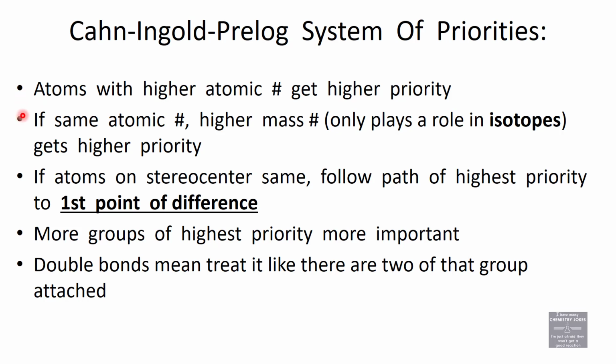If you have the same atom but a different mass number, like carbon 12 versus carbon 13, higher mass, higher priority. Students often get stuck on this rule and say, this branch has a higher mass, so it's a higher priority. This only plays a role in isotopes. Be careful. This is a very specific rule that really doesn't apply to many examples at all. If the atoms on the stereo center are the same, follow the path to the first point of difference. We'll see some examples. There's this weird double bond rule with Cahn-Ingold-Prelog that says, treat it like there are two of those things attached. We'll talk about that as we go along. Let's run through some simple examples first.